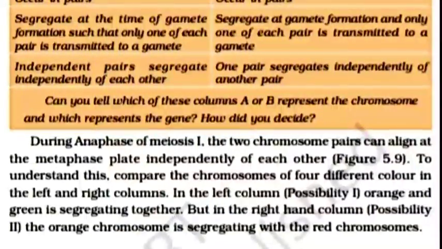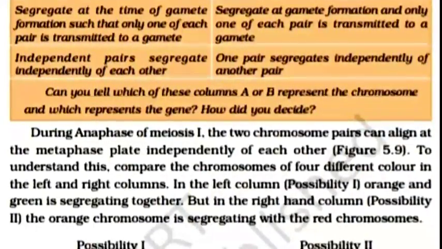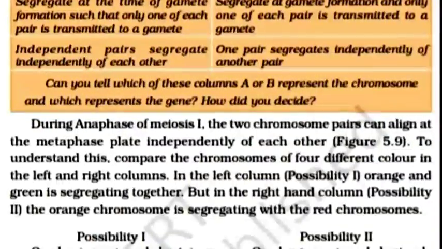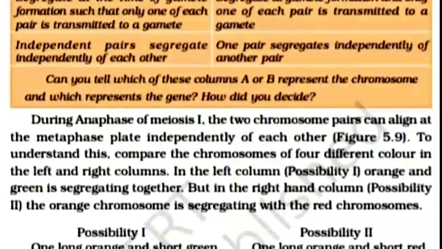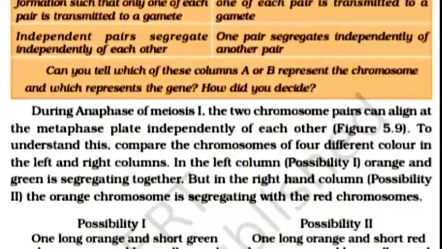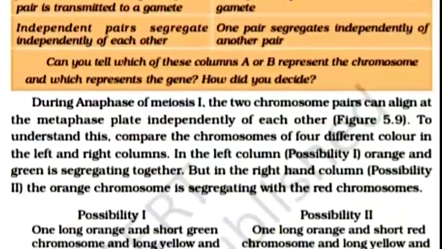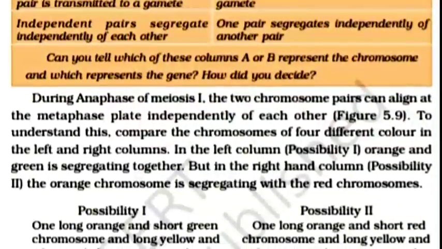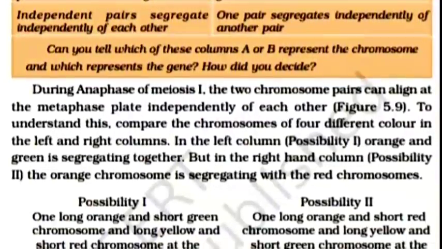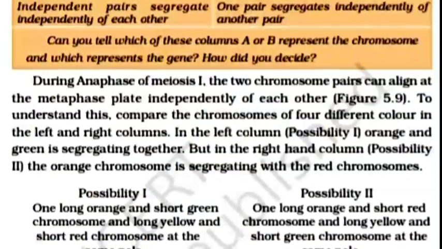During anaphase of meiosis 1, two chromosome pairs can align at the metaphase plate independently of each other. To understand this, compare the chromosomes of 4 different colors in the left and right columns. In the left column, possibility 1, orange and green are segregating together, but in the right-hand column, possibility 2, the orange chromosome is segregating with the red chromosome.